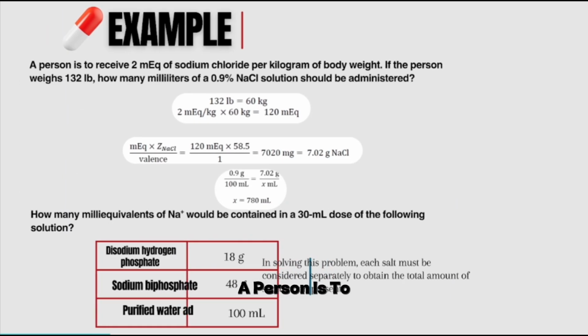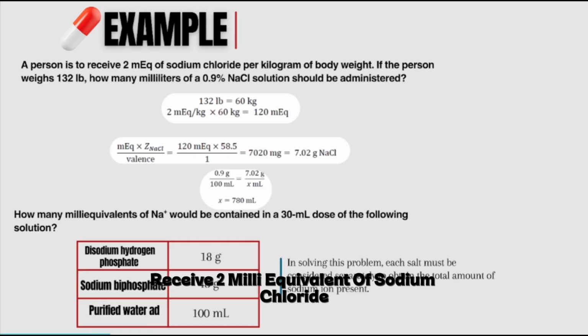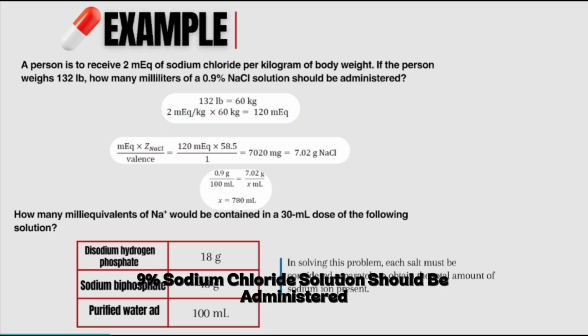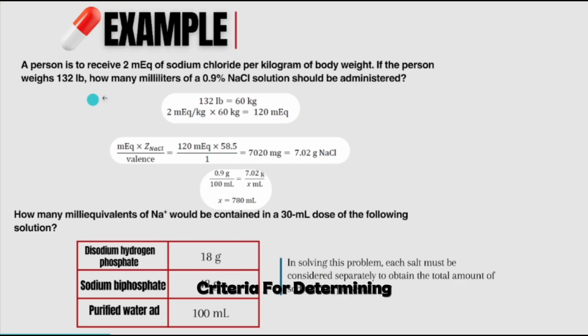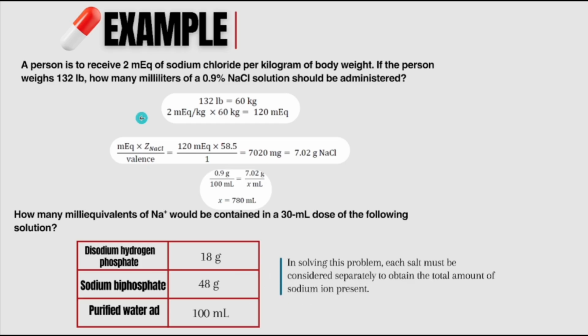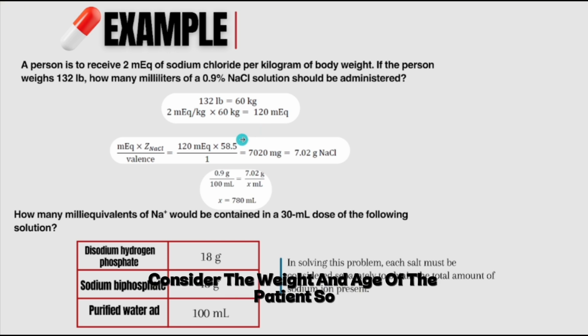A person is to receive 2 milliequivalent of sodium chloride per kilogram of body weight. If the person weighs 132 pounds, how many milliliters of 0.9% sodium chloride solution should be administered? Now the weight of the person is an important criterion for determining the amount of dose that is to be given, both orally or in IV solution. It is very important to consider the weight and age of the patient.